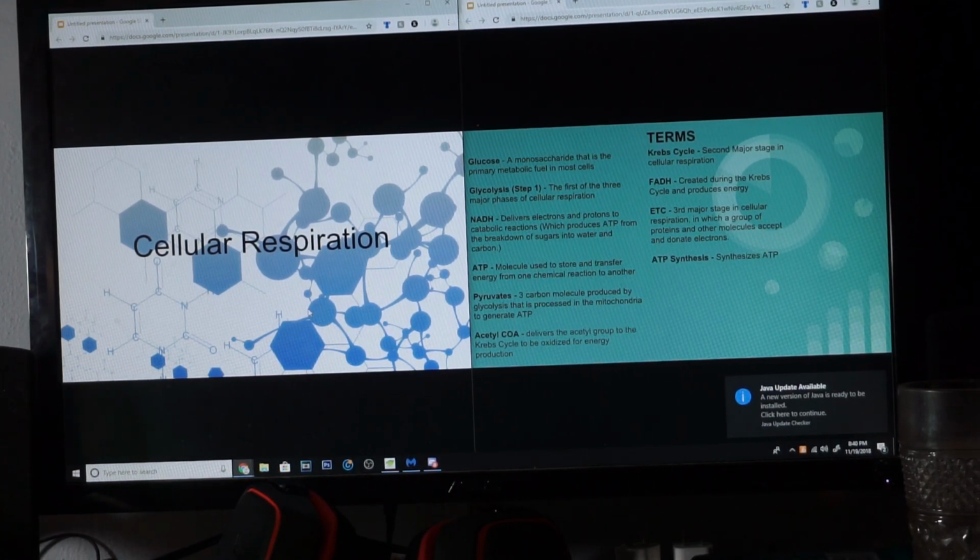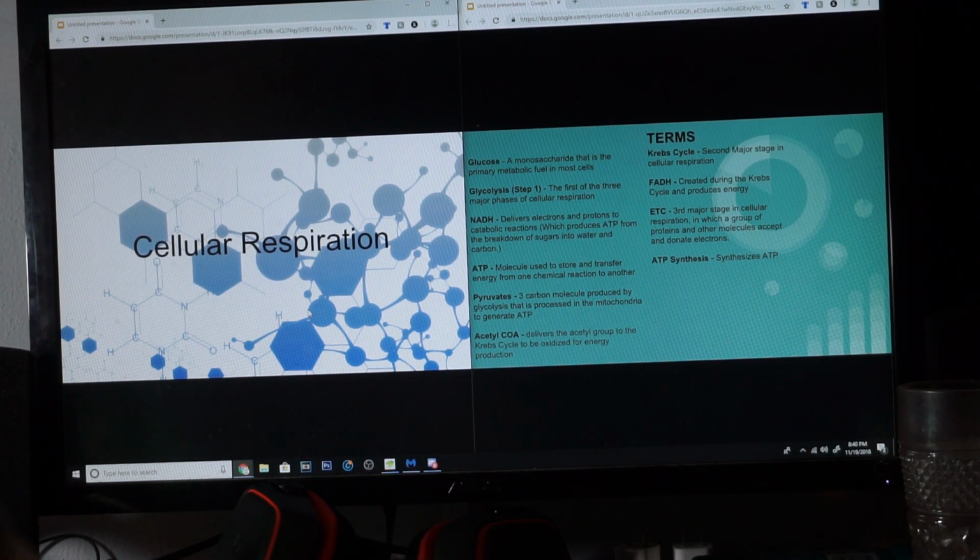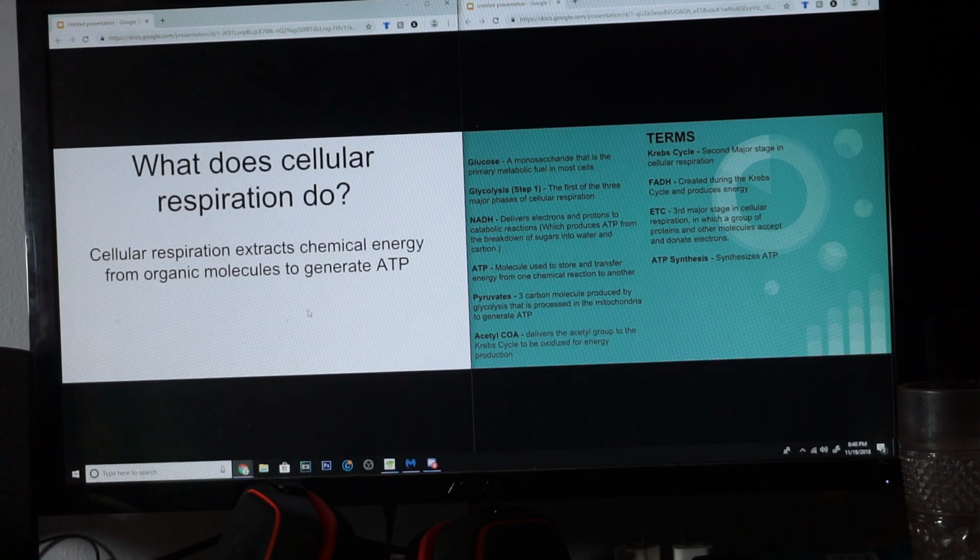Okay, so I'm going to be talking about cellular respiration. What does cellular respiration do? Cellular respiration extracts chemical energy from organic molecules to create ATP. Its whole thing is just to create energy.